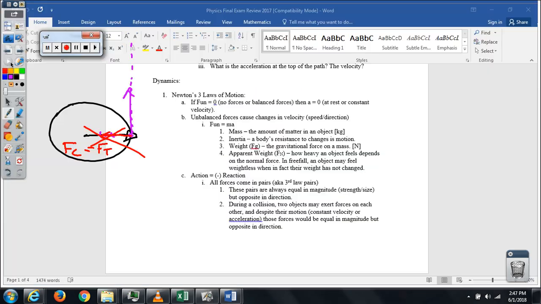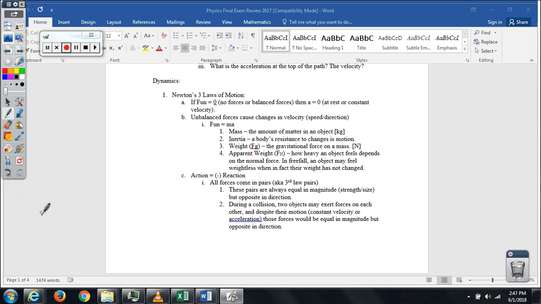Let's go back to under unbalanced forces. We have some definitions you should know. Again, mass is in kilograms. Inertia is how much matter is in an object. Weight is the force of gravity acting on a mass. And so we're here on Earth, the gravitational field strength, little g, equals about 10 newtons per kilogram.